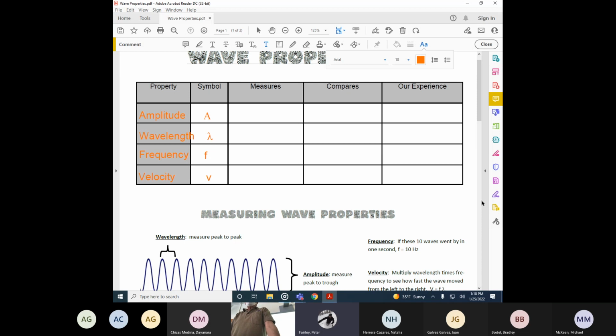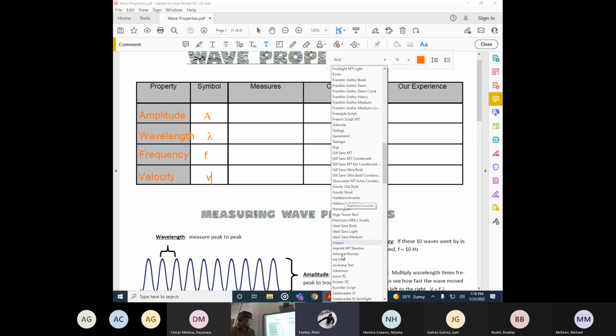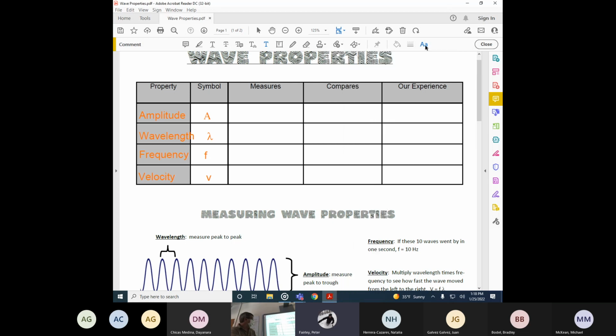Everybody got the symbols? How do I get that Greek symbol? You've got to go to your font up here, open the font, pull down the list of fonts, and scroll down to symbol. Symbol font. It will actually be spelled SYM, because you're using these symbols instead of letters.